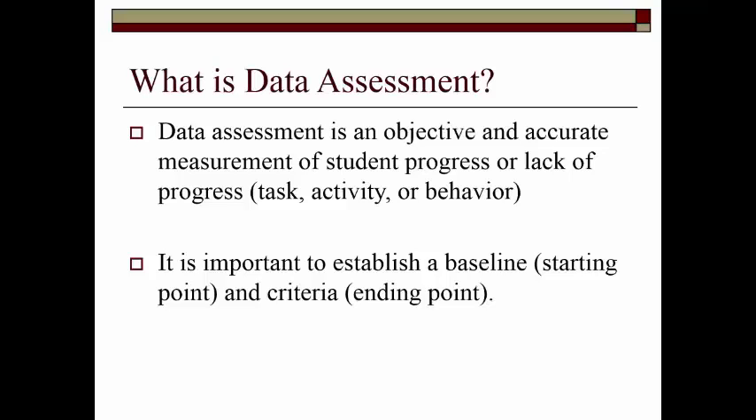It is important to establish a baseline, which is the starting point, and criteria, which is the ending point. Baseline is where the student is functioning prior to the intervention. A good baseline will allow the team to determine student progress or lack of progress after a skill and behavior is taught. Criteria determines a realistic goal of the student progress based on the baseline to be accomplished over a predetermined period of time. For example, the IEP year, alternate assessment year, general education reporting periods, and general education unit of study.